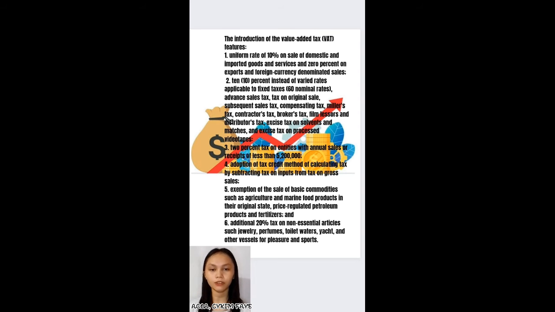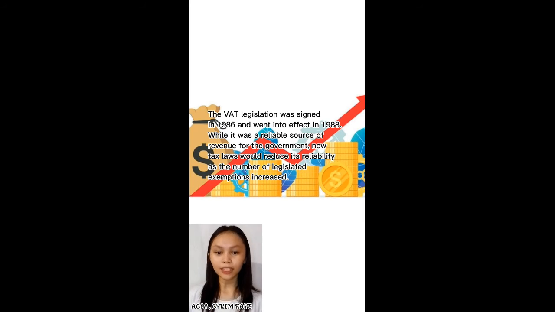The introduction of the value-added tax, or VAT, was a major reform in the tax system introduced during Aquino's time in power, with the following features. First is a uniform rate of 10% on sale of domestic and imported goods and services and 0% on exports and foreign currency denominated sales, and so on. The VAT legislation was signed in 1986 and went into effect in 1988.